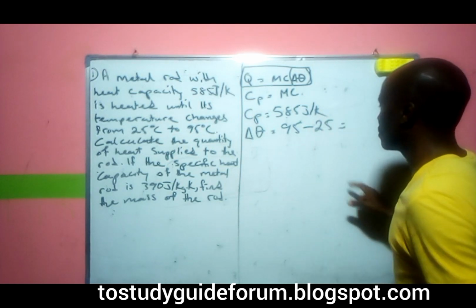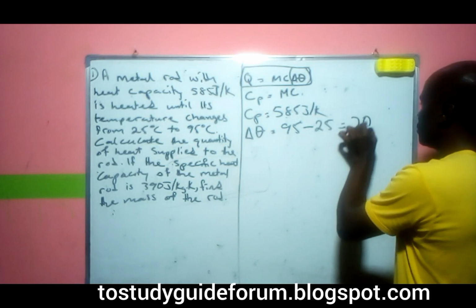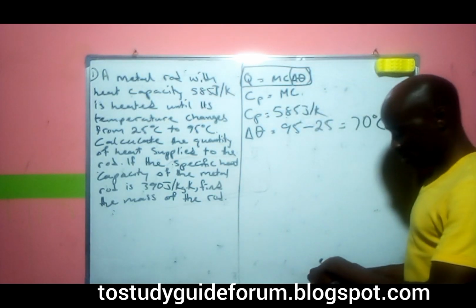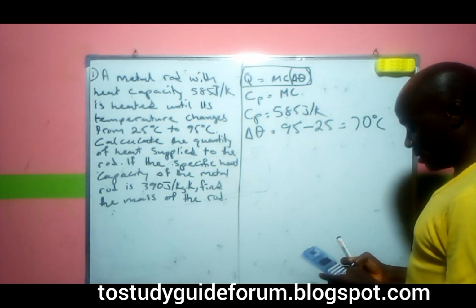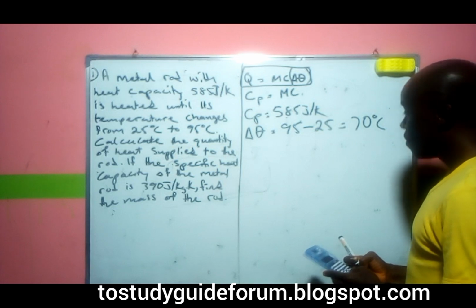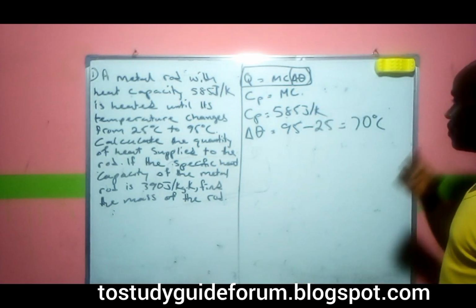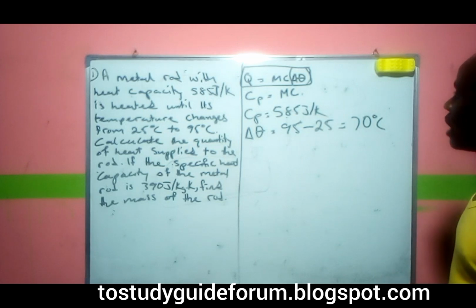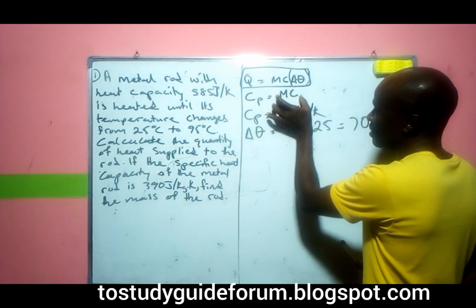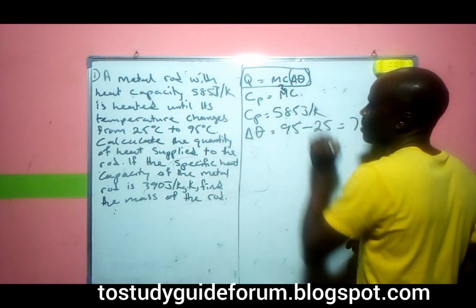This will give us 70 degrees, if I'm not mistaken. Let me be sure of what I'm doing here. Okay, it's correct. Now we have 70. So now what do we do? Like I said, the heat capacity is this, and they have something in common, which means they are related here.